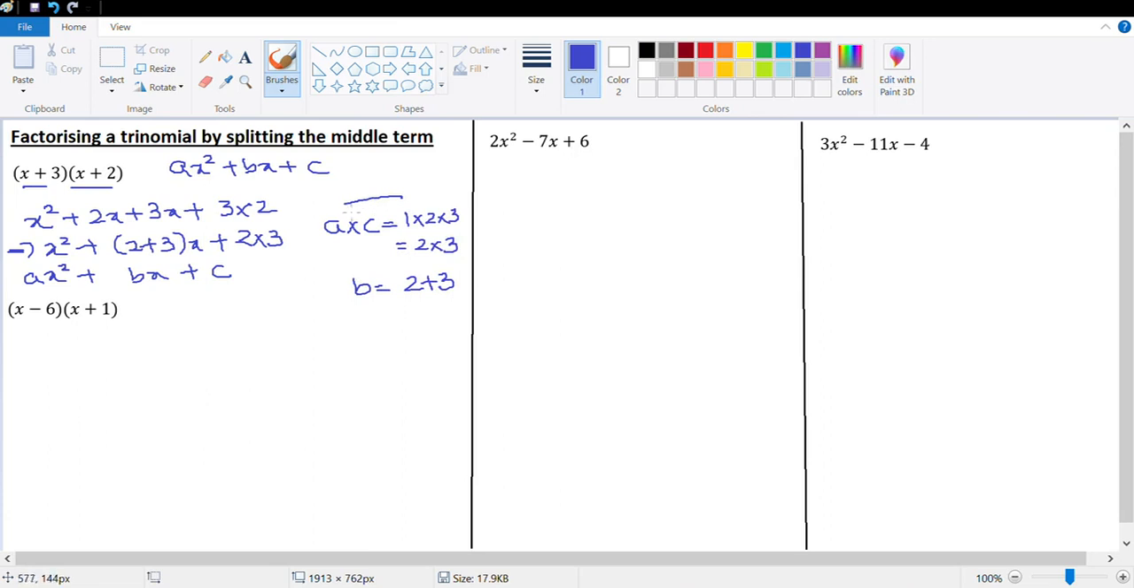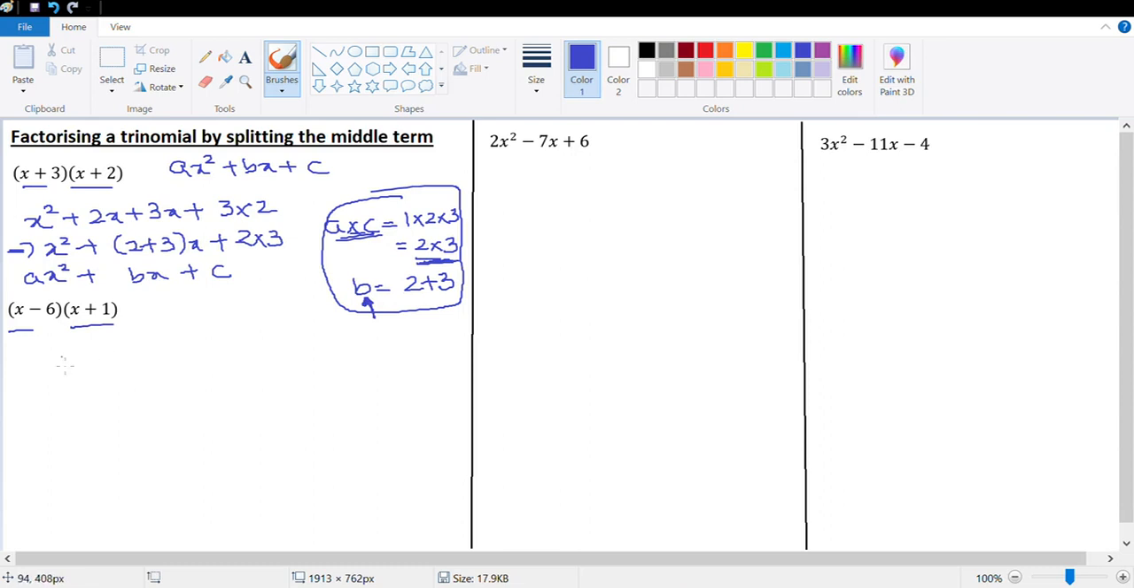So I notice that the multiplication of a and c is equal to the sum of b, which means if I factorize a into c, I get 2 and 3, and the sum of which is the value of b. So the factors of a into c give b. Let's look at one more in case I confused you.